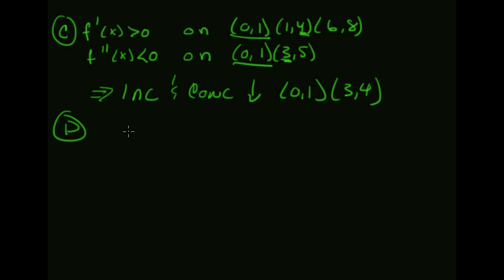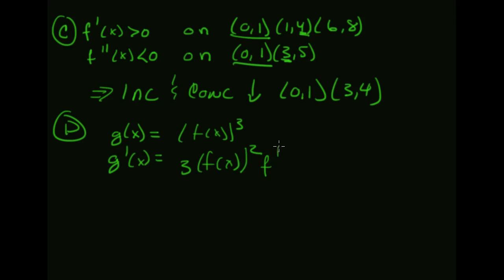Let's look at part D. Part D is a chain rule problem. We're given that g of x is equal to f of x cubed. So g prime of x is going to be 3 times f of x squared times f prime of x, right? That's chain rule. So if I want g prime of 3, the slope of the tangent line at 3, I'm going to get 3 times f of 3 squared times f prime of 3.